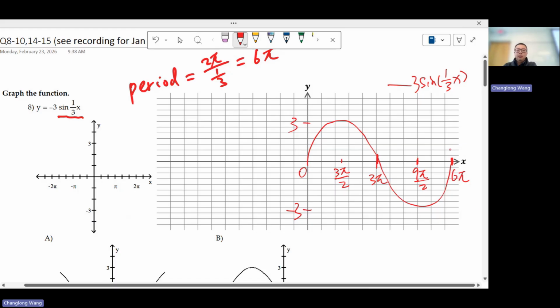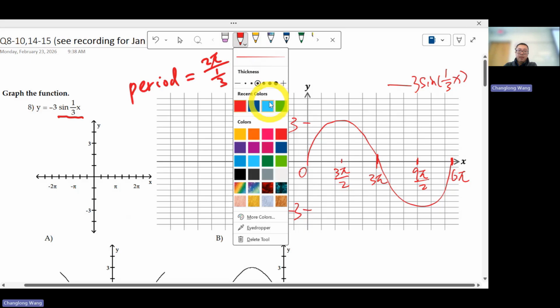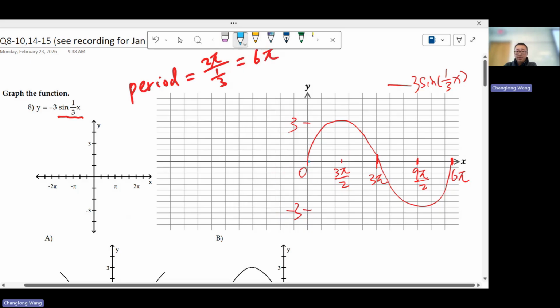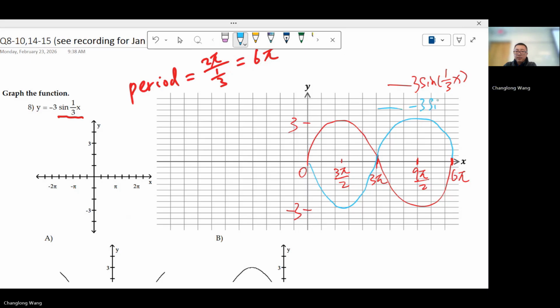That shows all the features except for that negative sign, which is the vertical flip, right? So then you can easily do that by showing me at least another graph that shows the graph is vertically flipped. Okay, so this one is -3 sine of 1/3 of x.